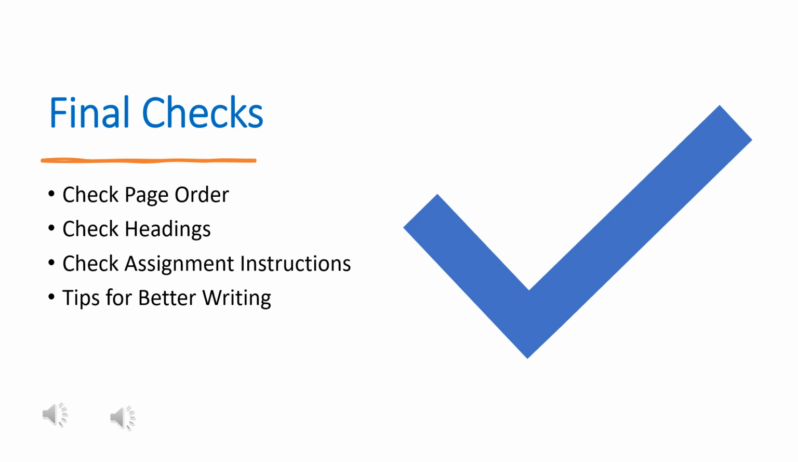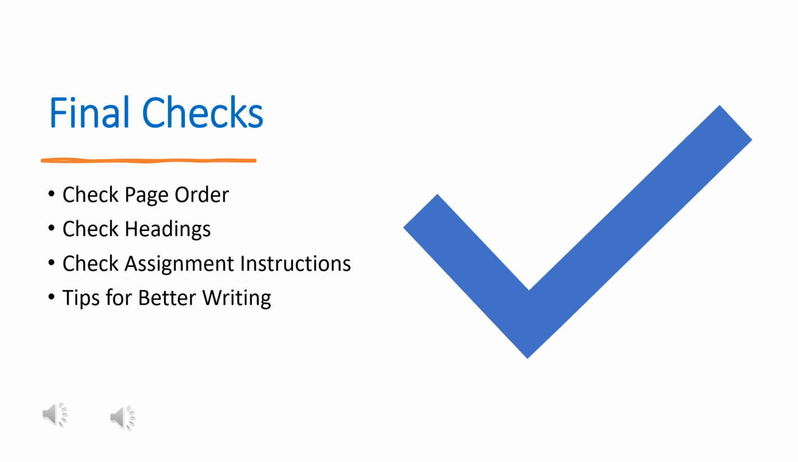Finally, check the assignment instructions. Remember, instructors' guidelines supersede APA style. Students should check their assignment guidelines or rubric for specific content to include in their papers and to make sure they are meeting assignment requirements.